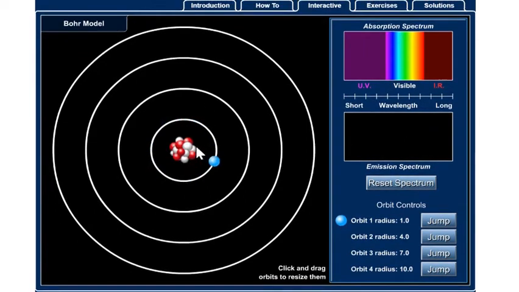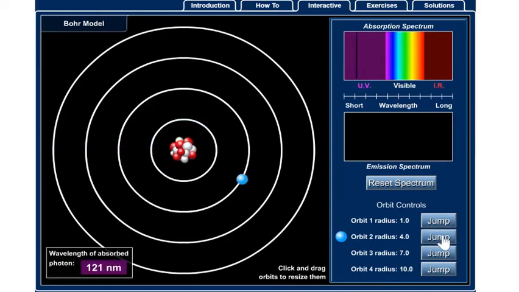So we see our positive nucleus at the center of our atom and these different energy levels at different distances from the nucleus. Okay. So what our electron can do is it can move between these different energy levels. So right now I'm on orbit 1. This is going to be what we call the ground state. That is the level that's closest to our nucleus.